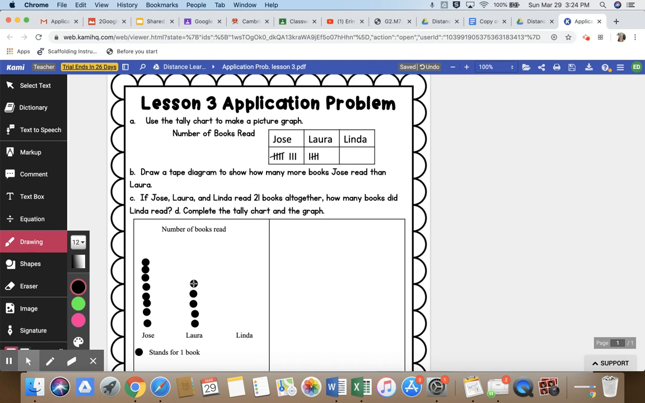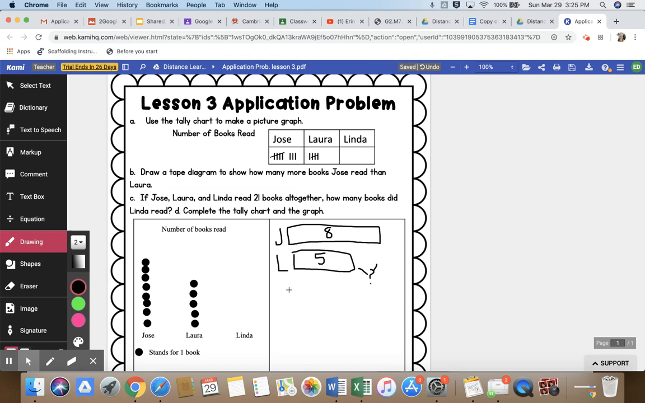Okay, and next it says draw a tape diagram to show how many more books Jose read than Laura. So if I go over onto this side, I can start my tape diagram, and it's basically asking how many more books. So it's asking what the difference is. So I can go ahead and create my tape diagram here for Jose. And he read 8 books. And Laura read only 5.